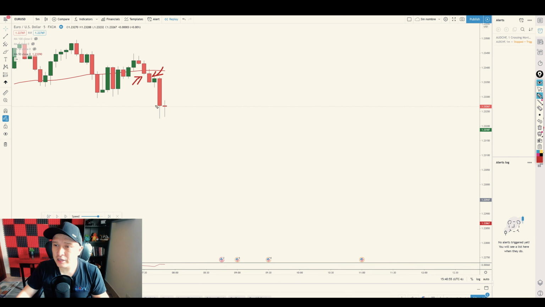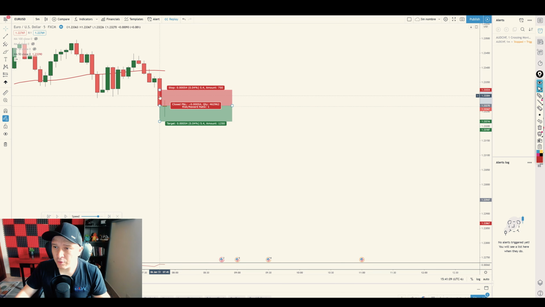And third, this one closed below the lowest level of the previous candle. Therefore, that tells me that this is the entry point of this trade. So we're gonna enter for a short position right here, and we're gonna go again.